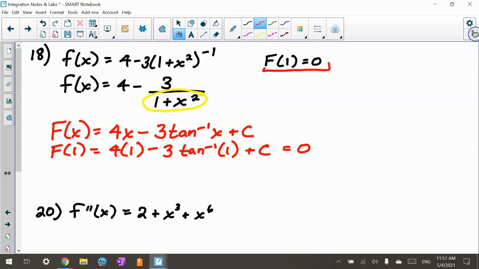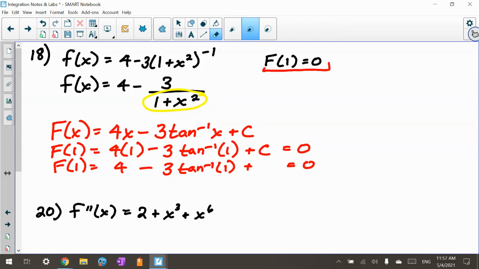And then I look at it and say, okay, f of 1 equals 4 minus 3 inverse tan of 1 plus c equals 0. So I'm solving for c. I want to know what the constant is. I know my table, so I'm pretty happy. I know the inverse tan of 1 is pi over 4.